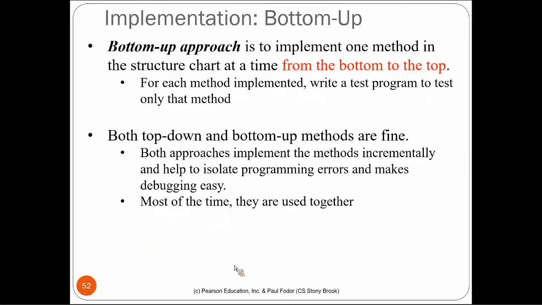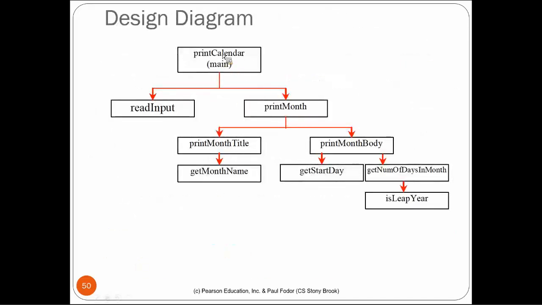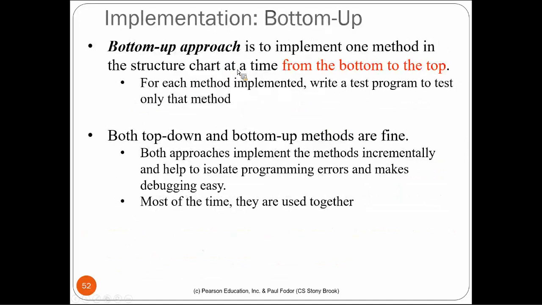The second approach is called the bottom-up approach. That means that once we implemented the hierarchy with stub methods, we have this hierarchy of empty methods. The method print calls read and print, but these are empty methods, or they call the children methods like print month title and print month, and print month title gets the month title. We can start implementing these empty methods from the bottom to the top. So that is called the bottom-up approach.